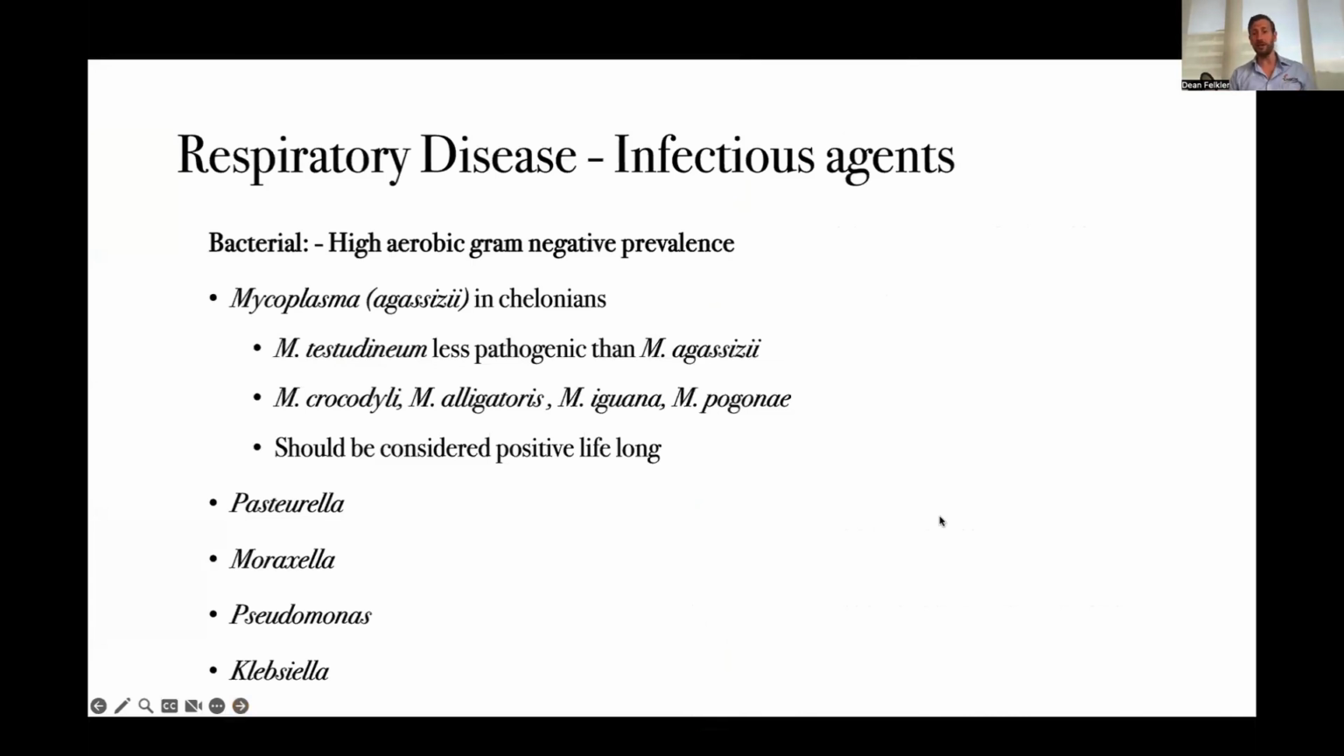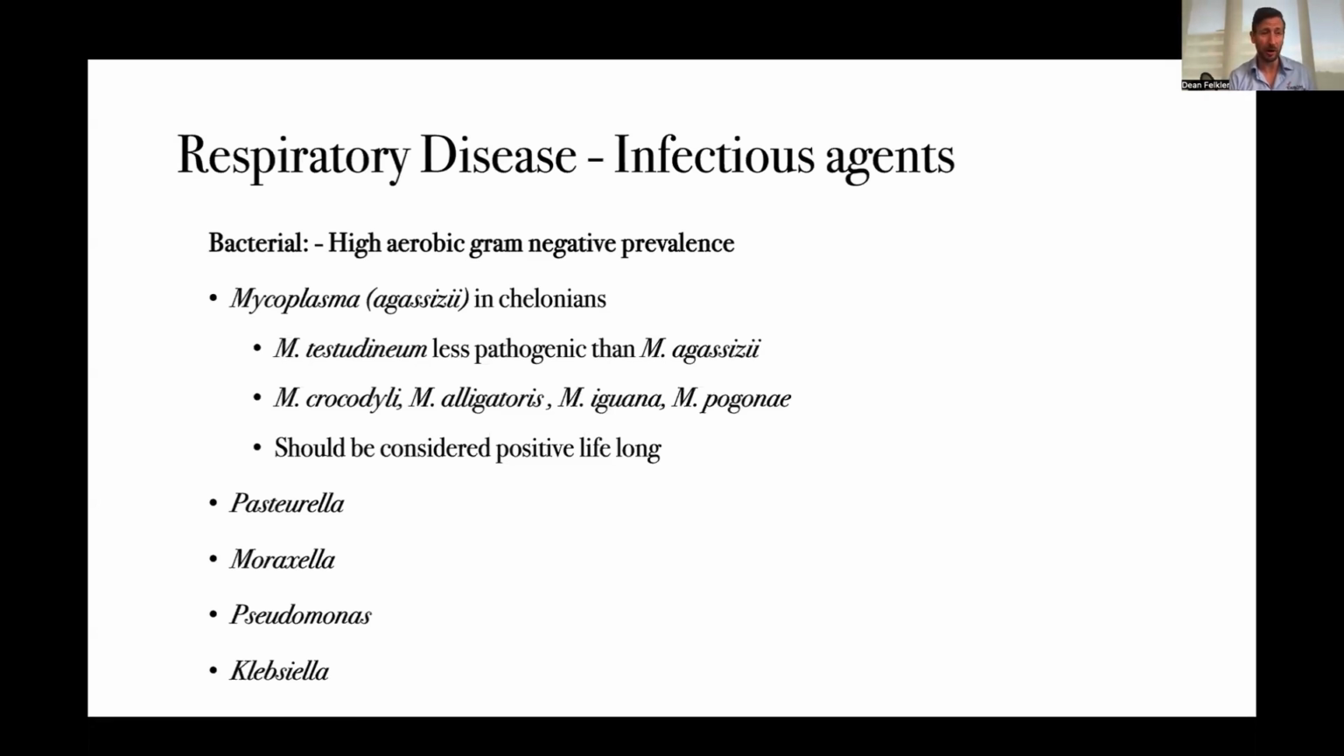So I don't want these slides to be a list of all these pathogens. However, I do feel it's very important to point out that for respiratory disease, there's a high prevalence of anaerobic gram-negative bacteria, which is why historically we've been using fluoroquinolones and third-generation cephalosporins for these conditions. They do target gram-negative bacteria very, very well.